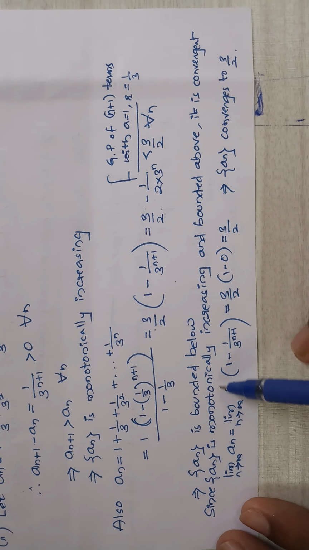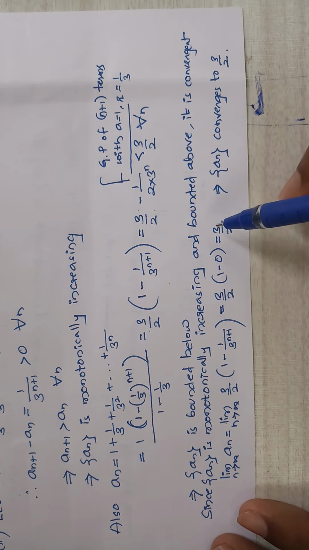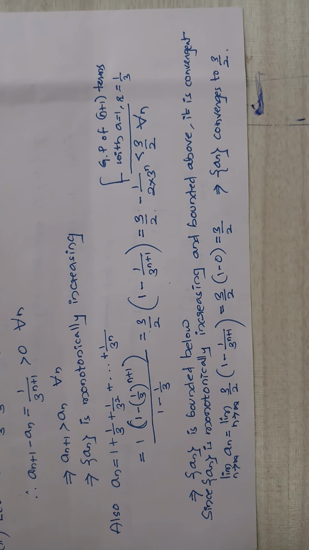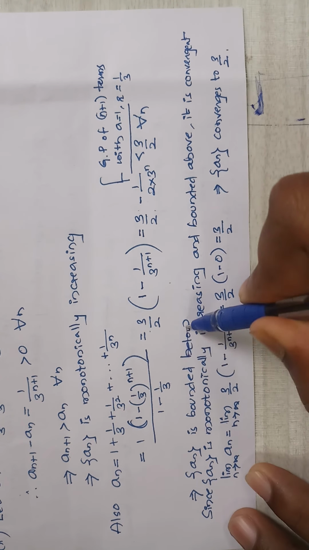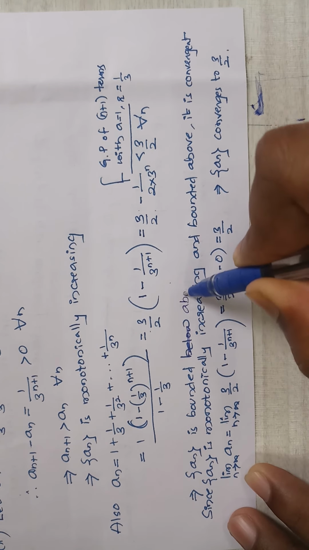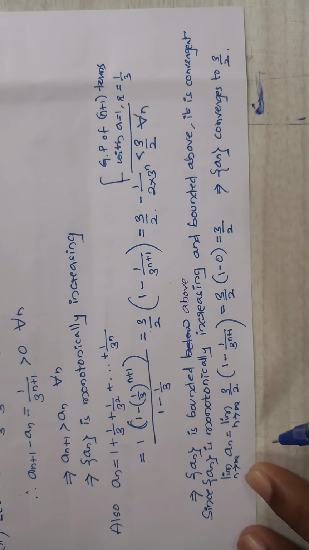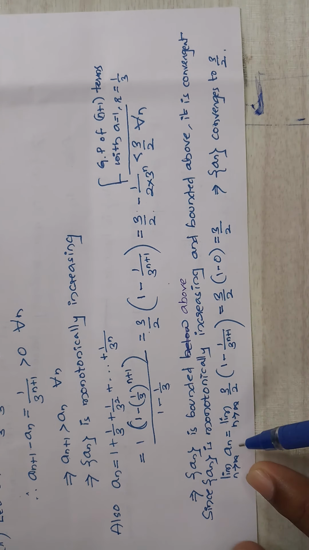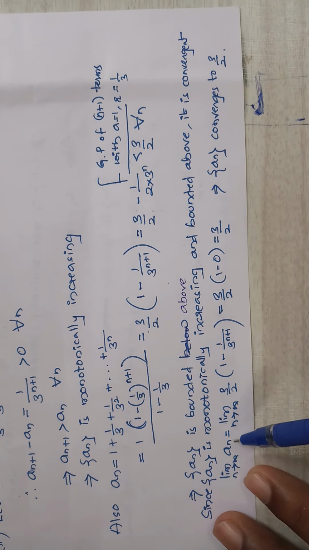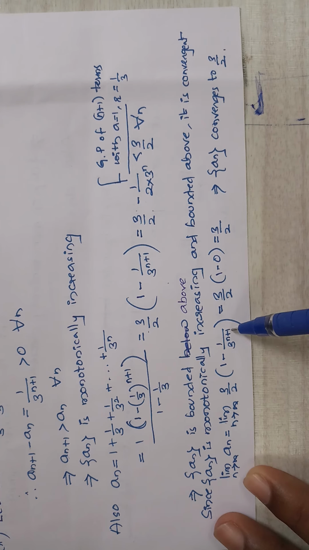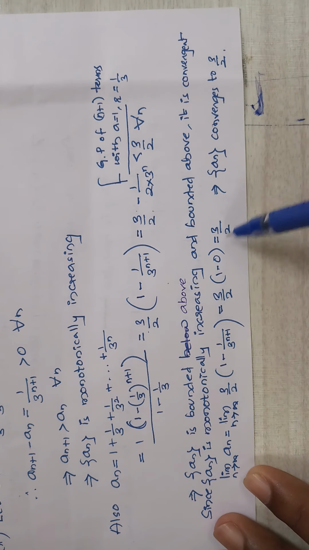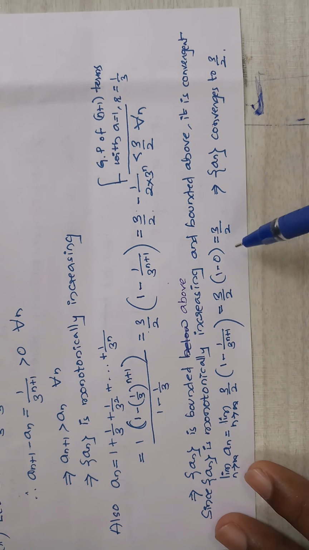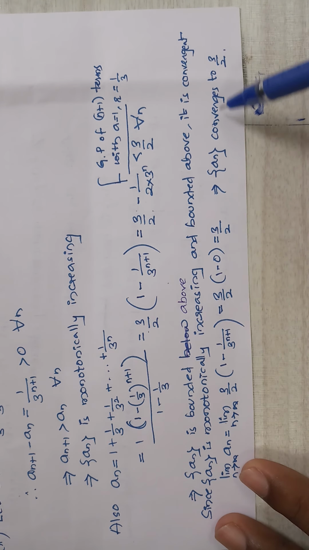So since a_n is monotonically increasing and bounded above, therefore it is convergent. Limit n tends to infinity a_n is equal to limit n tends to infinity 3 divided by 2 into 1 minus 1 divided by 3 to the power n plus 1. If you substitute infinity, this 1 upon infinity becomes 0, so you get 3 divided by 2. So limit n tends to infinity a_n is equal to 3 by 2, which means the sequence a_n converges to 3 by 2.